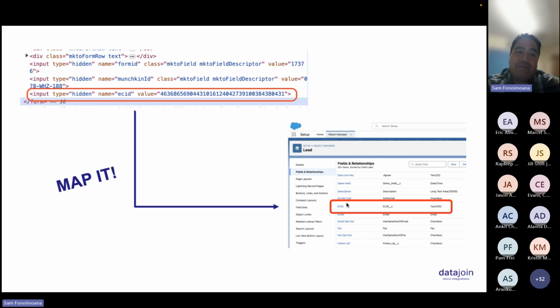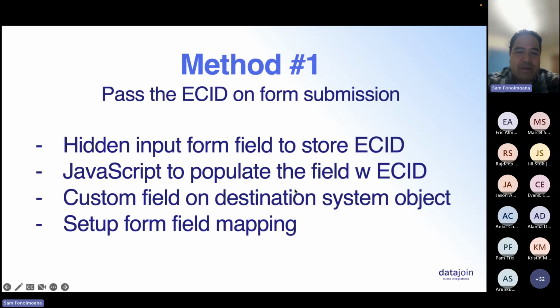If you think about it, forms are already passing data into Marketo or Salesforce, such as first name, last name, email. So this would just be adding another field that would map to this new custom field. And that's it. And so once this process is set up and it's running, on every form submission, you'd be passing the ECID, in this example, onto the lead object inside of Salesforce.